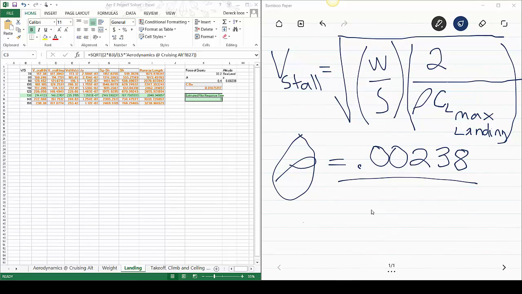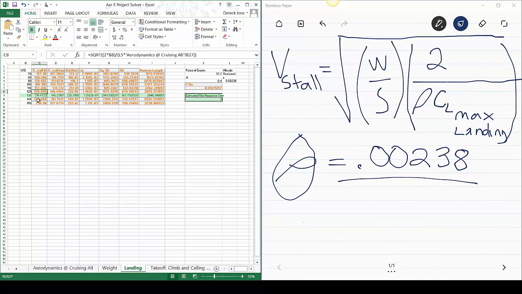Since we know our CL max landing and our rho value, all we have to do now is plug in a new value of W over S for each V stall we calculate. And as you can see here, each of the equations look very similar. They're only just plugging in a new value of W over S.